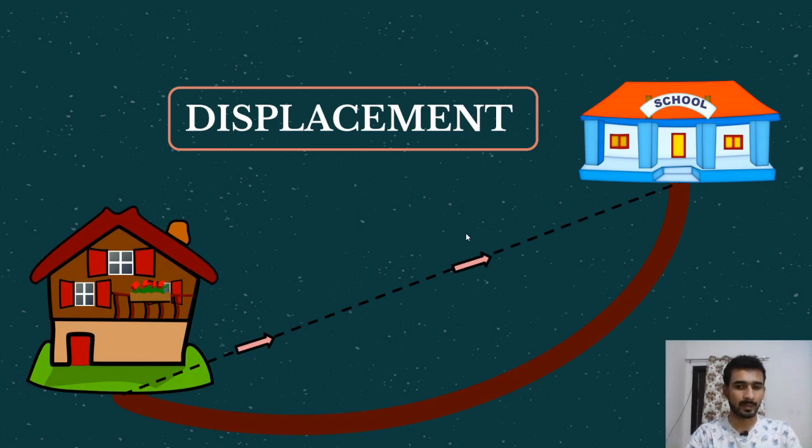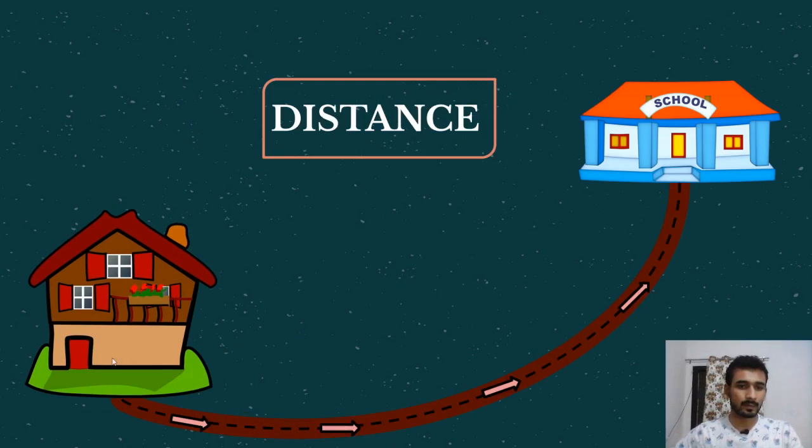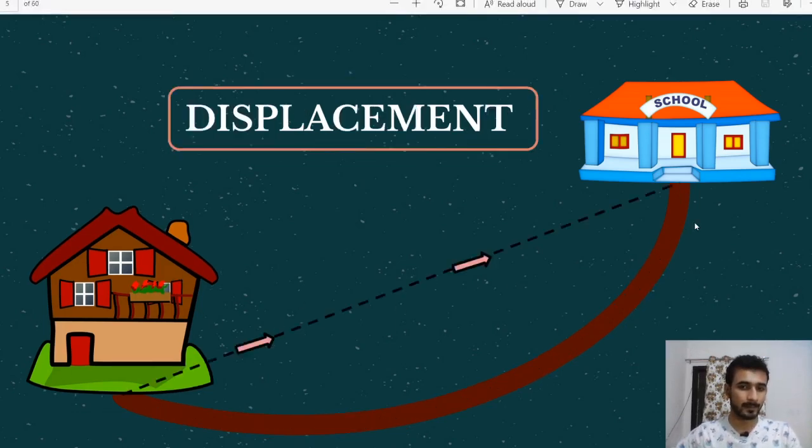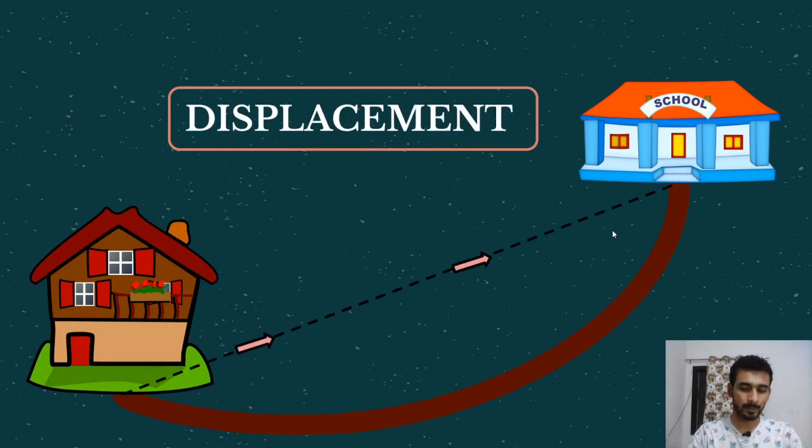How can we say that? If we travel from the house to the school along the path, there is no certain direction, because at every point the direction is changing. In our other example, the direction is the same. So in displacement there is a single direction, pointing towards your destination, and it also has a magnitude. Distance has only magnitude, while displacement covers both magnitude and direction.